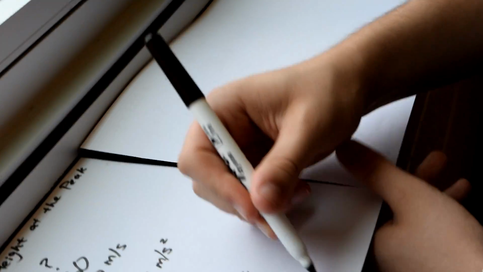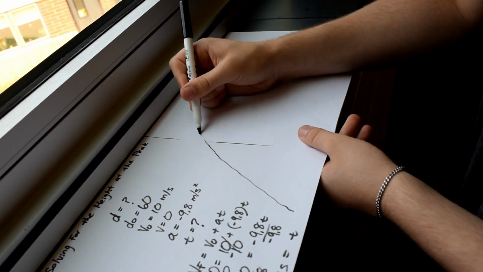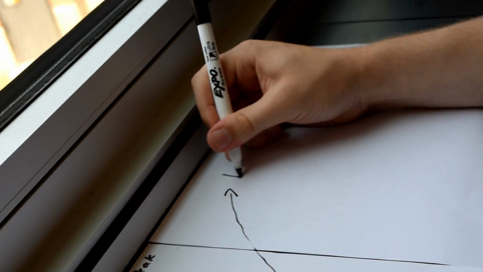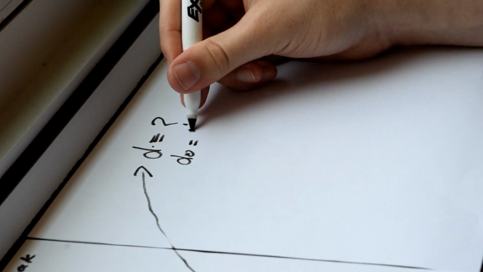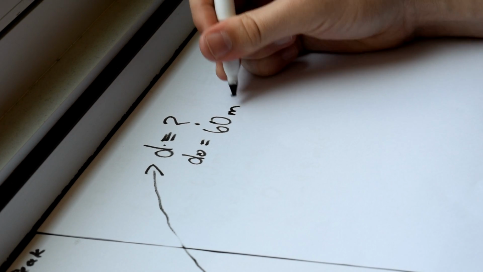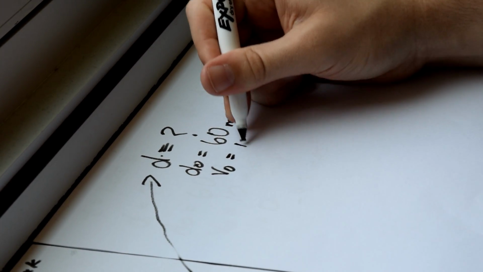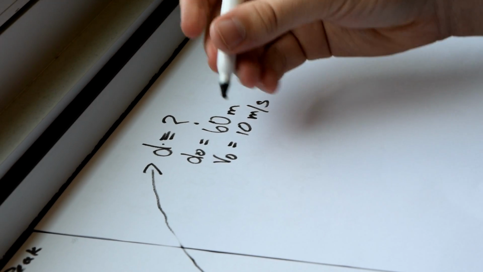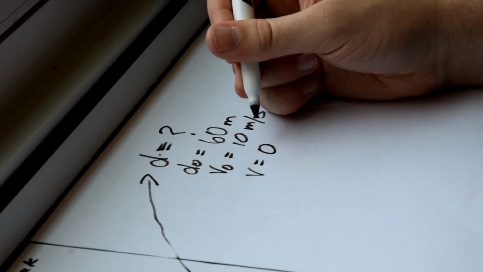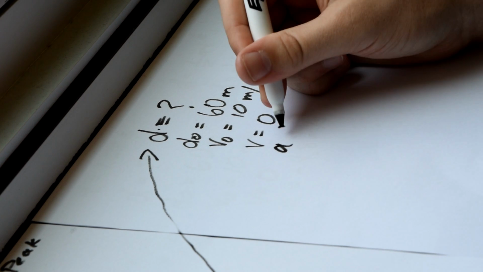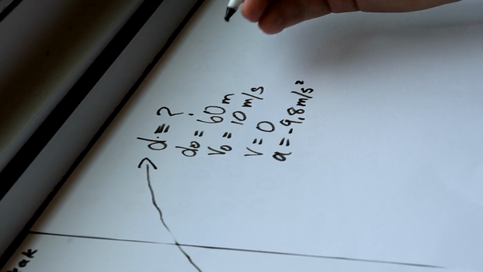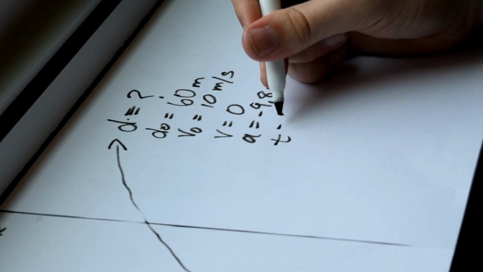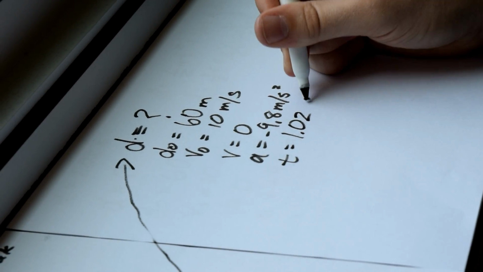So now that we know the time, we can figure out the final distance. Let me just relist the variables that we know. The initial distance is 60 meters. The initial velocity is 10 meters per second. The final velocity is 0 at the peak. The acceleration due to gravity is negative 9.8 meters per second squared. And the time that we now know is 1.02 seconds.